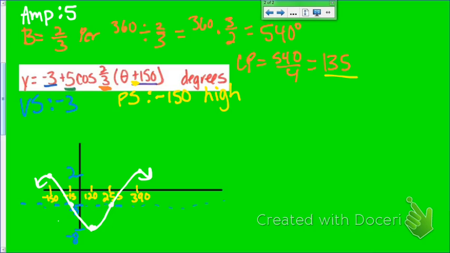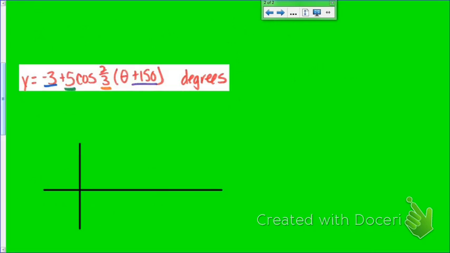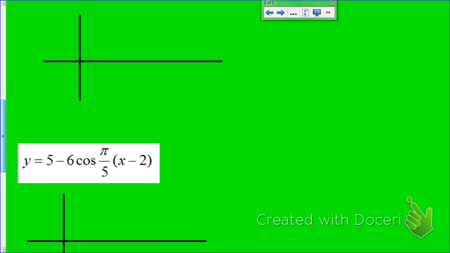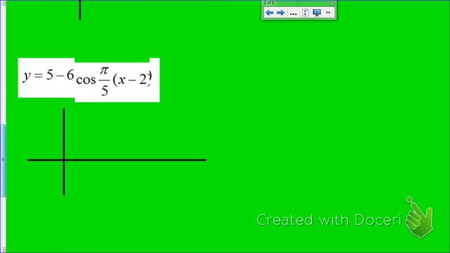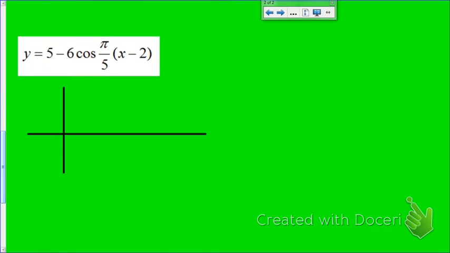Alright, so we're going to move on and do some radian examples now. We're going to start with this function right here. We're going to find those same things we always start with. The first one I want to find is my amplitude. In this case, the amplitude is 6.